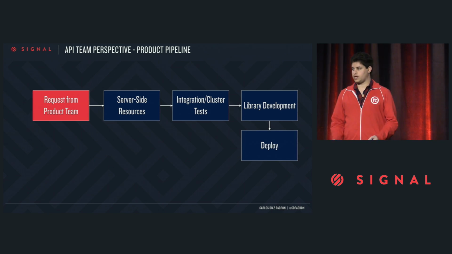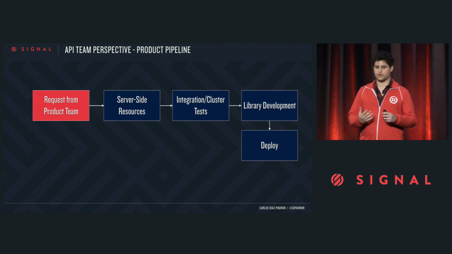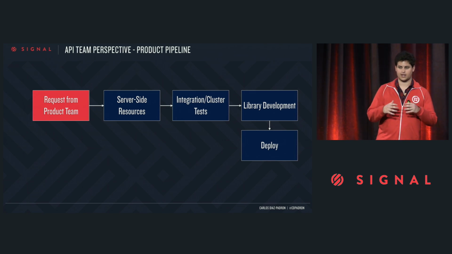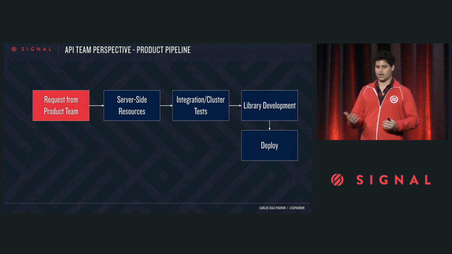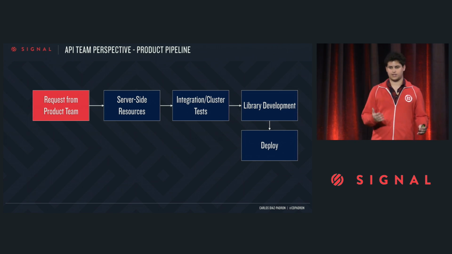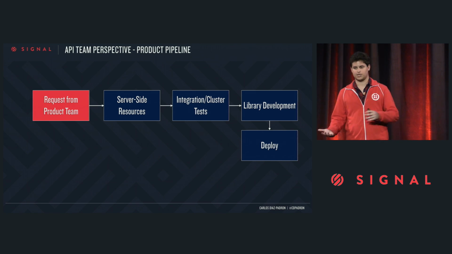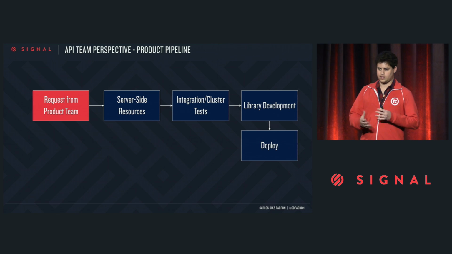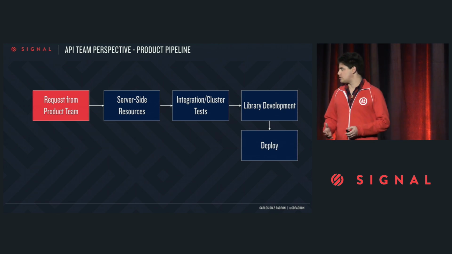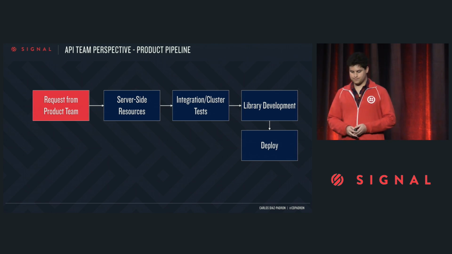Then we also need to make some integration and cluster tests. Our cluster test and integration test suites are very strong because they're the last line of defense against errors in the API. They'll catch anything like a downstream service that's misbehaving because of a change in another API, for example. So it takes a little while to actually develop those tests and make sure that they're strong and consistent.